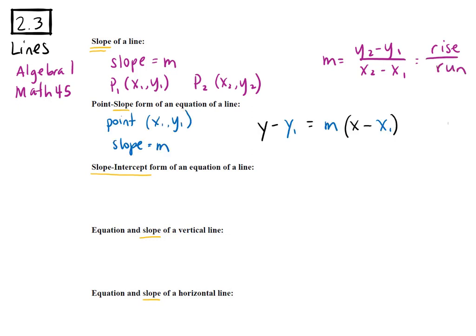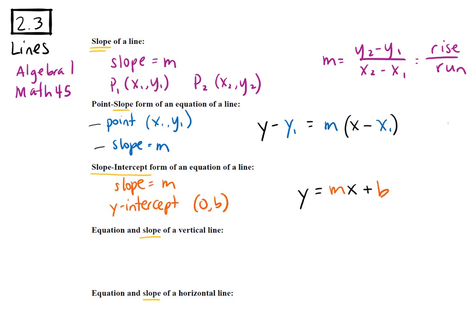A direct result of multiplying both sides by the denominator in the slope equation gives us a formula for the point slope form of the equation of a line. And you can see that you need to know at least one point and the slope, and then you plug it in this way into an equation. The y minus and the x minus don't change ever. You just fill in the m and the x1 and y1.